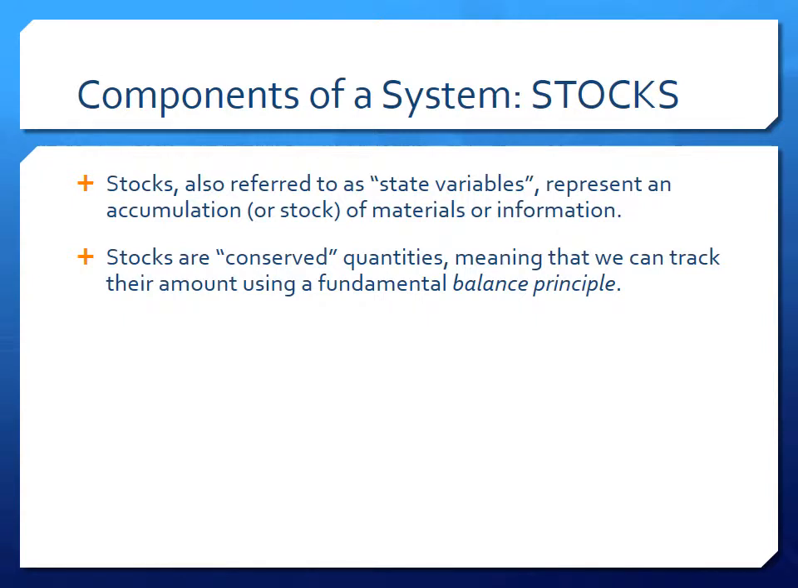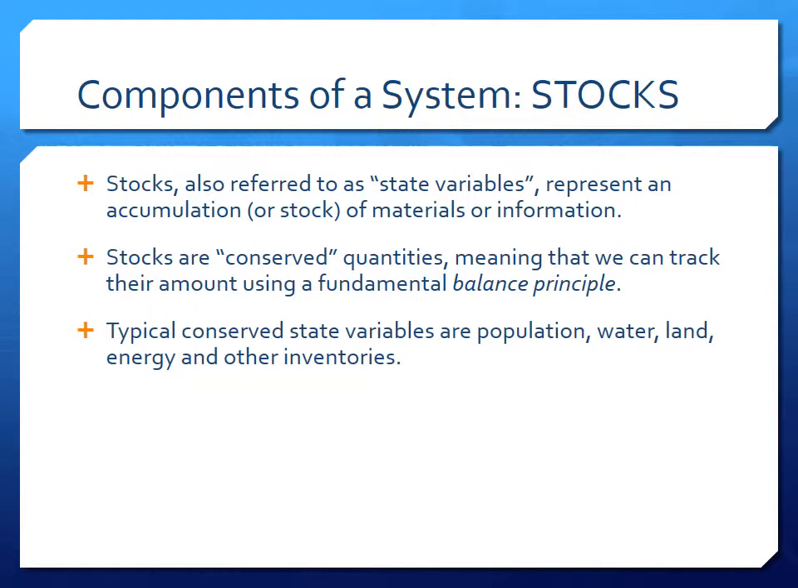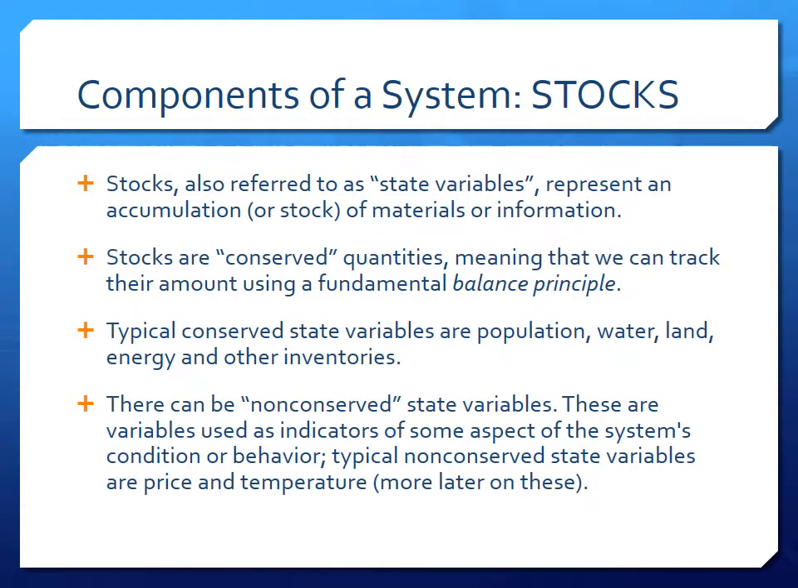Stocks are really conserved quantities, meaning that we can track their amount using a fundamental balance principle. Typical conserved state variables or stocks are population, water, land, energy, and other inventories that you can find. These are not usual, but we will see stocks or state variables that are non-conserved. This means that these are really indicators of some aspect of the system's condition or behavior. Typically, a few examples are price and temperature. These are not things that are conserved that you can do a balance on.